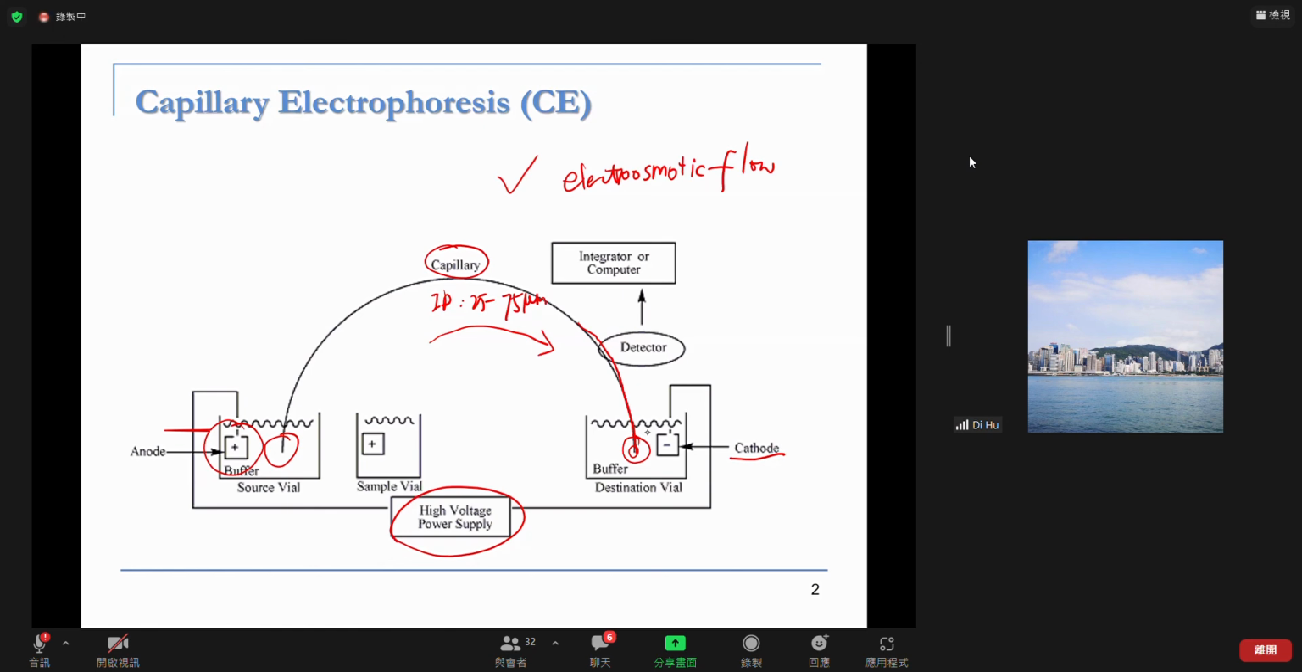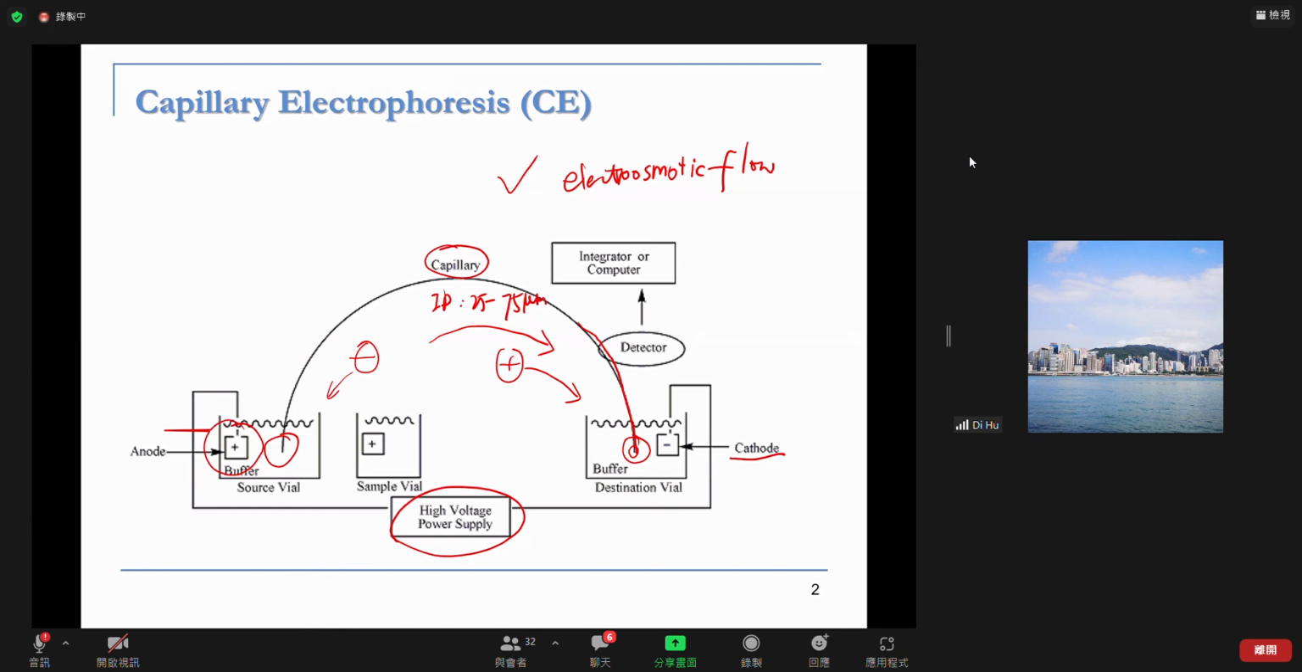Then you may ask, how can they separate? They migrate and separate due to electrophoretic mobility. The electrophoretic mobility is because they have different charge, different charge density. For example, the anions are more attracted by the anode, and the cations are more attracted by the cathode.